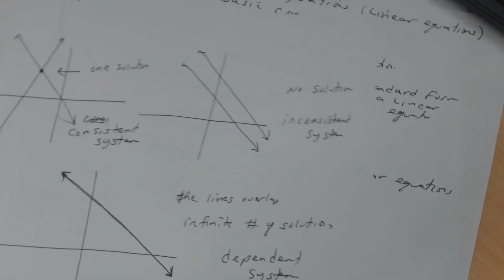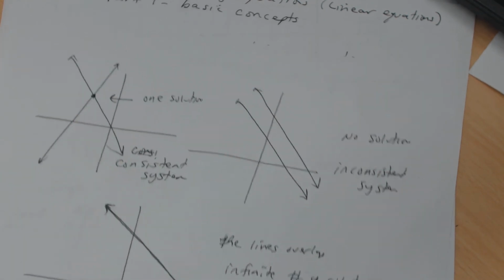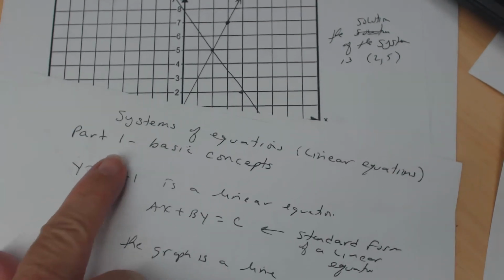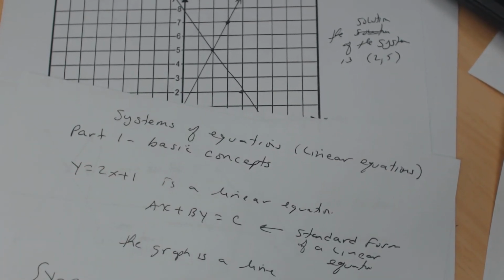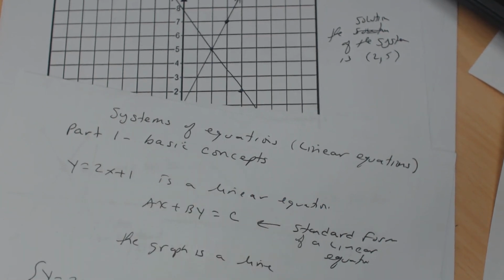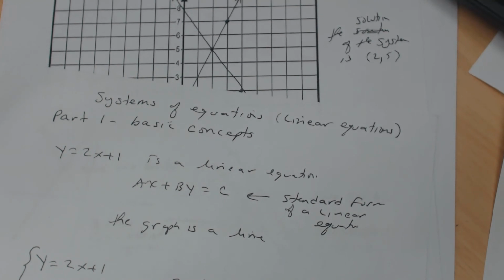Okay? All right, now that should be the end of part one. So solving a system of linear equations, and just basic concepts. The next thing we're going to do is talk about solving a system using substitution. So we're going to stop here for this part.